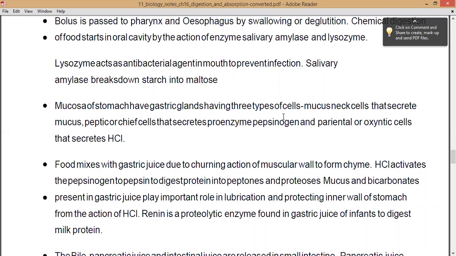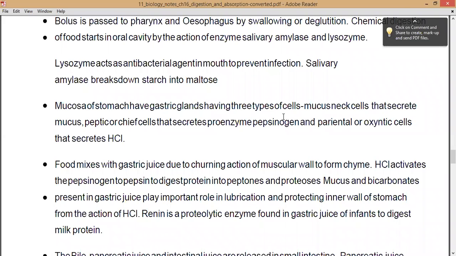Now this pepsin is responsible for digesting the proteins present in the food material. It acts upon the proteins and breaks down the protein into peptones and proteoses. So upon the digestion of proteins, it forms two things. First is peptones and second is proteoses.